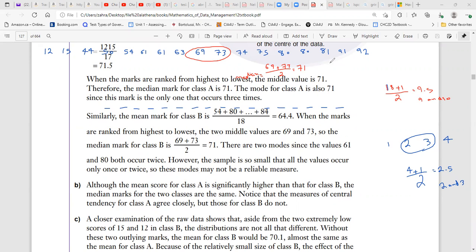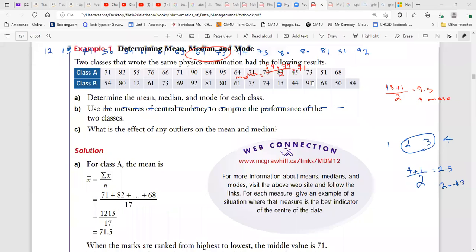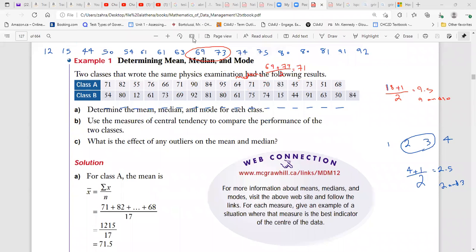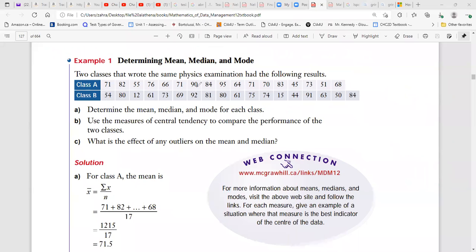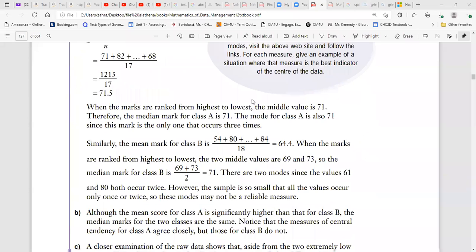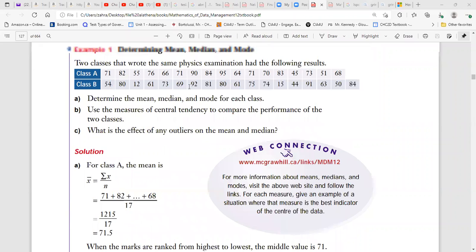We're looking back at the first one. For the first one, it seems that 71 occurred 3 times, right? The mode is the number that occurs more frequently. So the mode for class A is 71, it occurred most frequently.